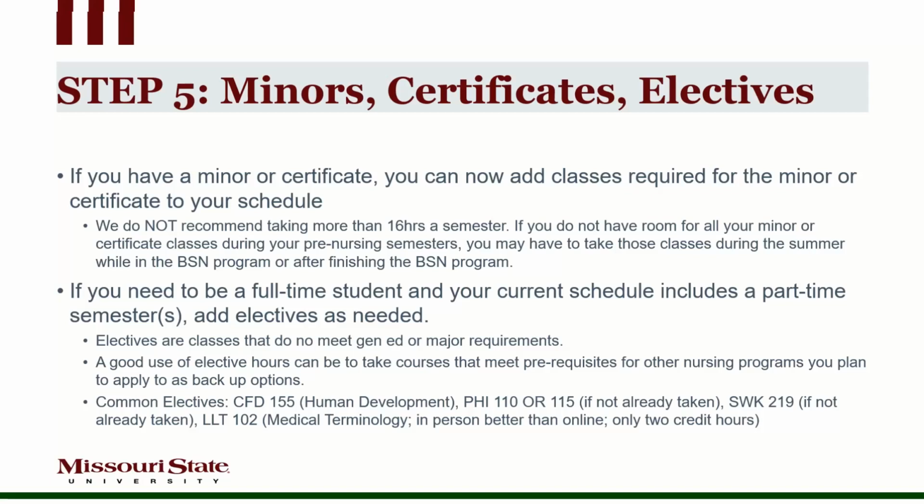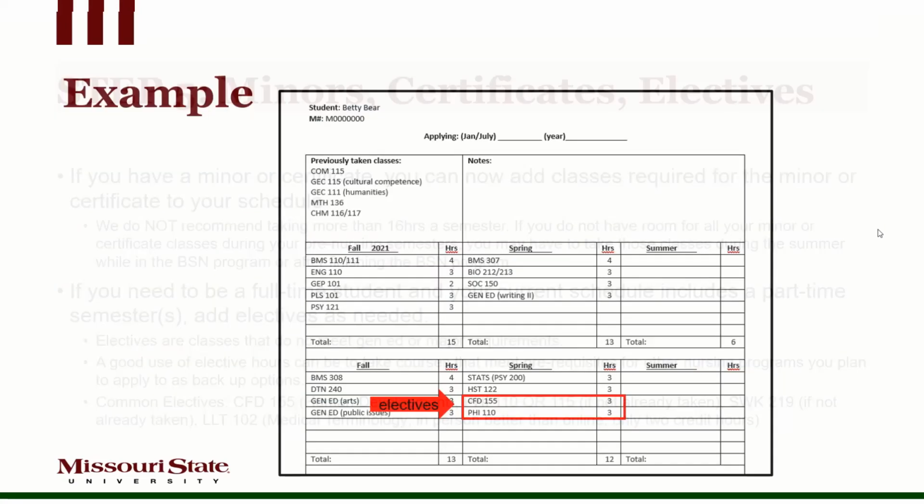A good use for elective hours is to take classes that meet prerequisites for other nursing programs you plan to apply to. I've listed some common electives here. Also, just pick a different gen ed on the gen ed worksheet that you don't really need but just sounds interesting. Talk to your peers about classes they've taken and enjoyed. Usually people don't want electives to be too challenging. They don't want them to hurt their GPA or anything. They're just looking for something that might be interesting or pretty easy.